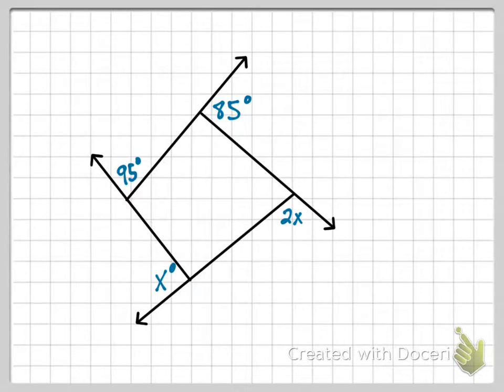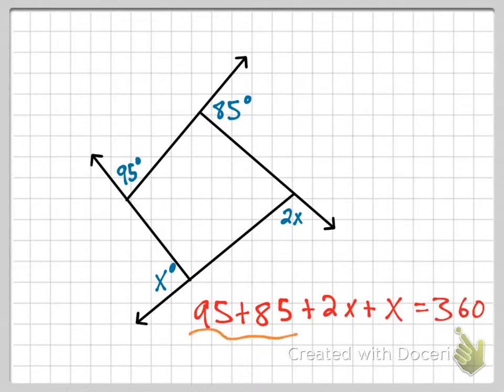I have here 4 exterior angles and I am asked to find the value of x. Well, if I use the knowledge from the previous theorem, the one that says that the sum of all the exterior angles is equal to 360, then I can set up an equation. I can add up the 4 angles: 95 plus 85 plus 2x plus x equals 360. And then from here, I can just use some algebra to find the value of x.